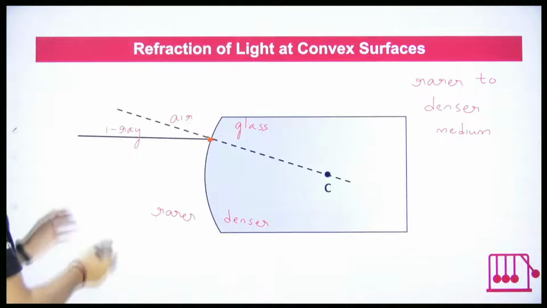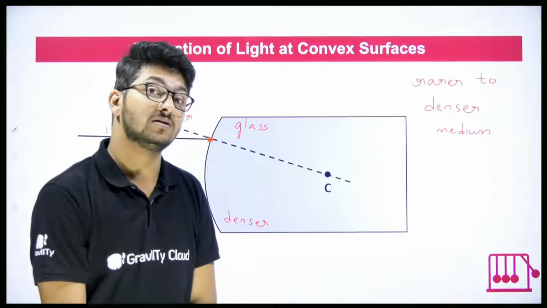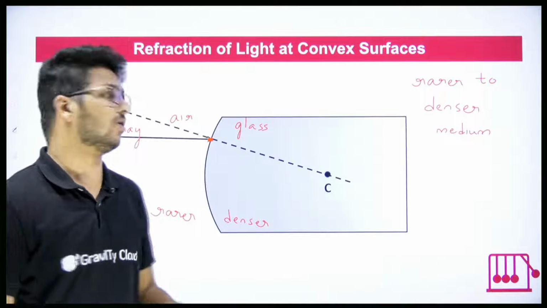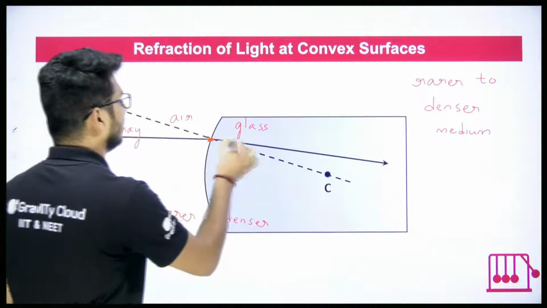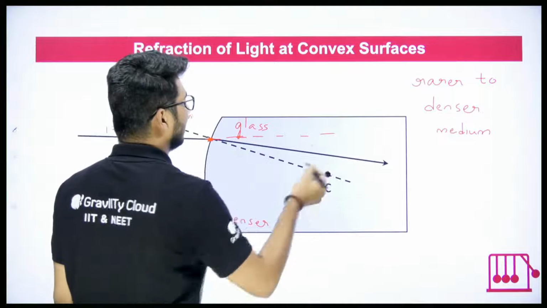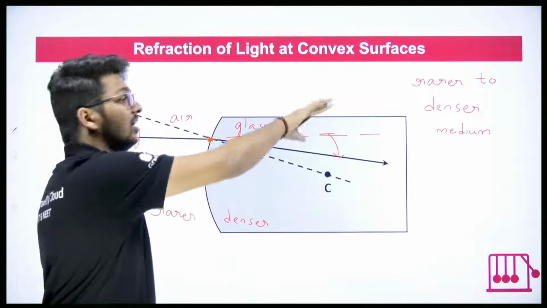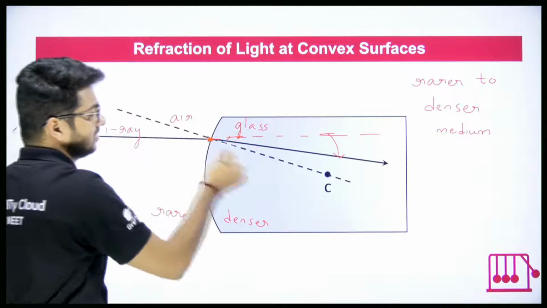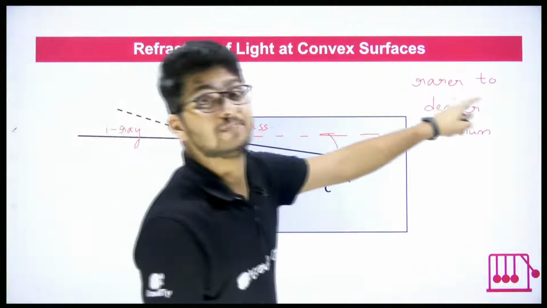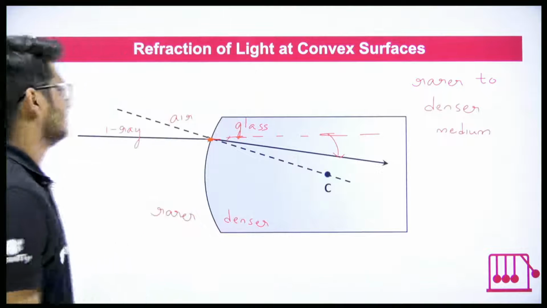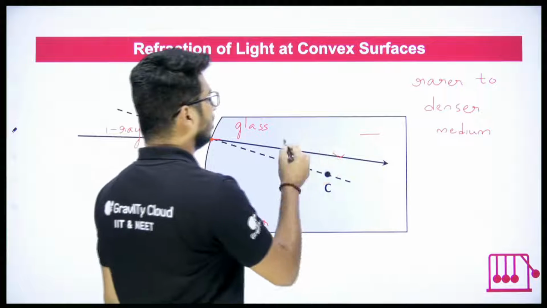And when a ray travels from rarer to denser medium, what happens? It bends. It bends towards the normal. So the refracted ray will be something like this. As you can clearly see, this should have been the direction of the incident ray. It is bending towards which direction? It is bending towards the normal. This is the normal. So it bends towards the normal because the ray is passing from rarer to denser medium. Is that clear? Simple? Good.